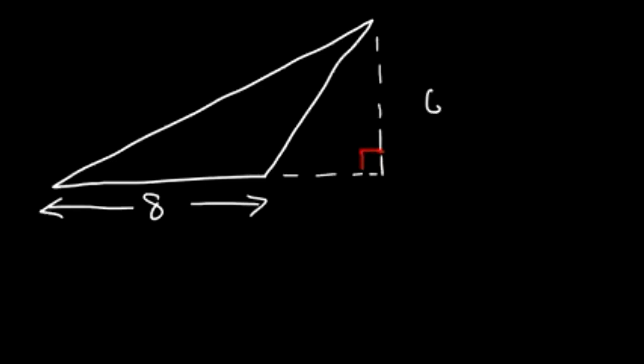Now what about finding the area of a triangle that looks like this? Let's say if you're given a base of 8 and a height of 6. What is the area of the shaded region?